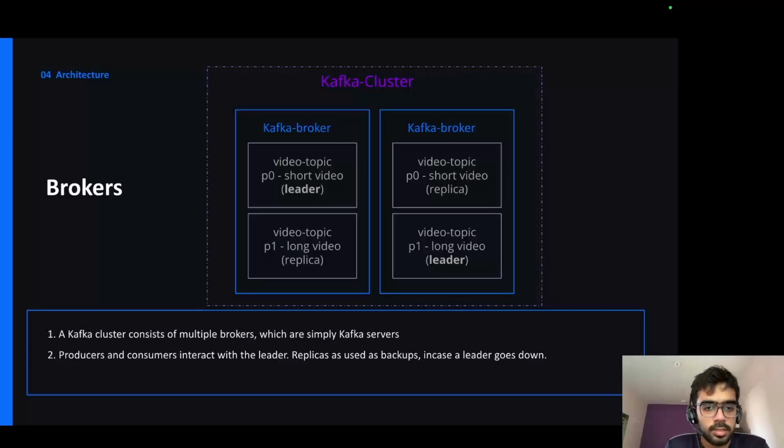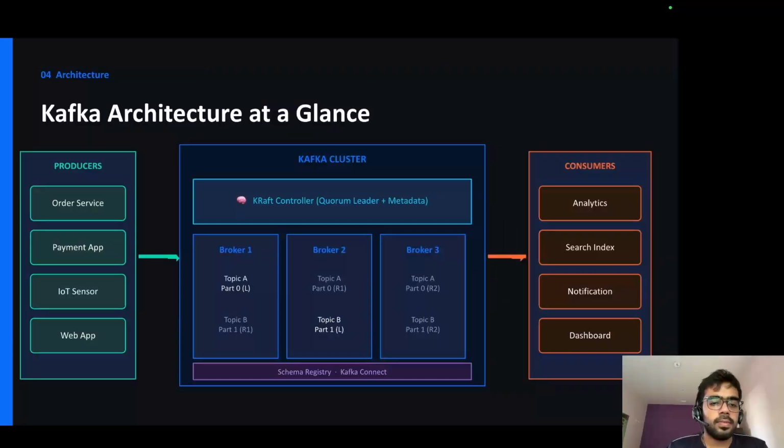Let's zoom out and see how the entire architecture works. On the left, we have producers. Producers are any applications that publish events. That can be your order service, payment service, IoT service. They write to a named topic inside Kafka cluster.